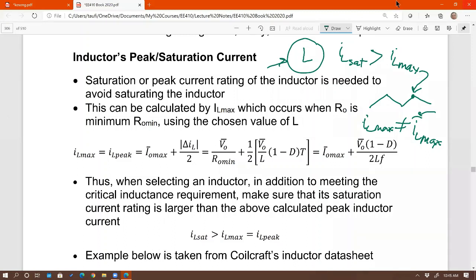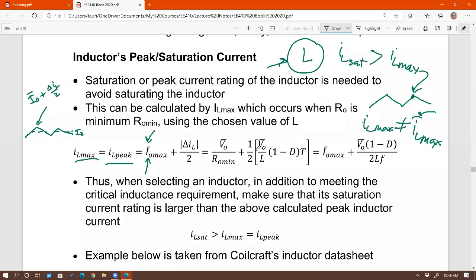So how do we know IL max? We have the equation for IL max right here. IL max, which is IL peak, is equal to I out average for a buck only. Notice that I change IL to I out. Why? Because we have a buck, and I know that IL average is equal to I out average. So this is the average value, plus delta IL divided by 2. If you have a triangular waveform, then the peak value must be the average value, the middle point, plus delta IL over 2. That's how you find the peak value.